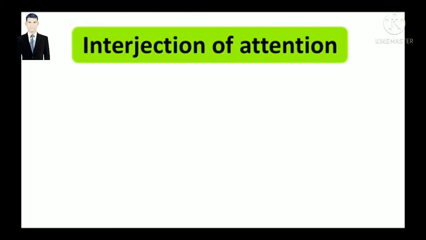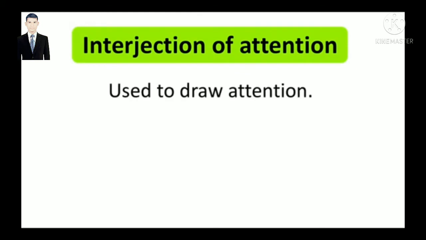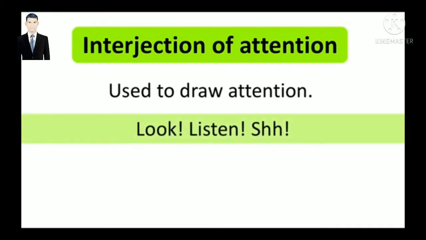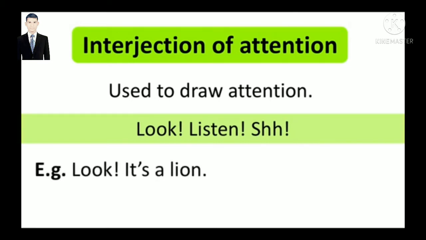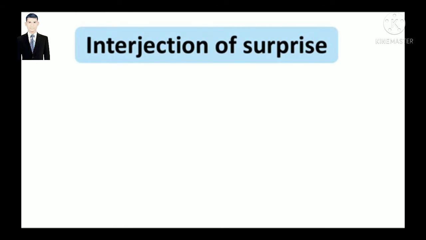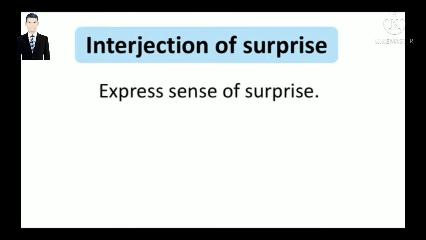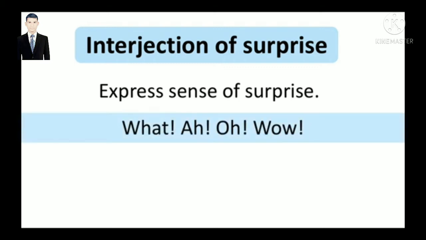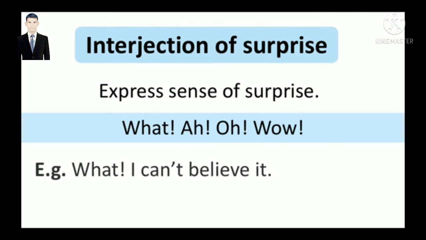Interjection of attention. This type of interjection is used to draw attention to something. Look, listen, shh. For example, look, it's a lion. Interjection of surprise. This type of interjection is used to express a sense of surprise. What? Ah, oh, wow. For example, what? I can't believe it.